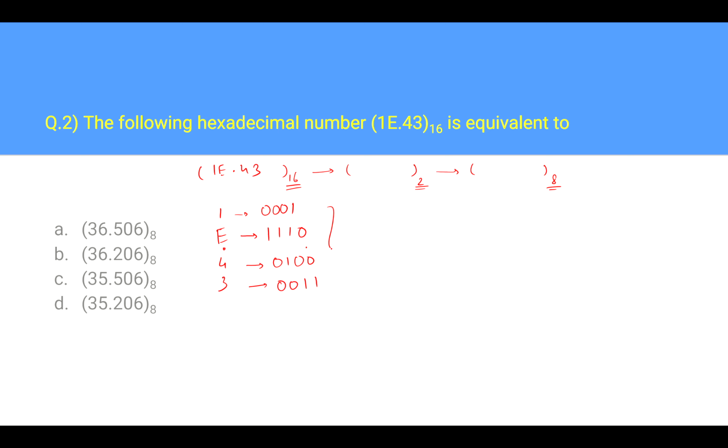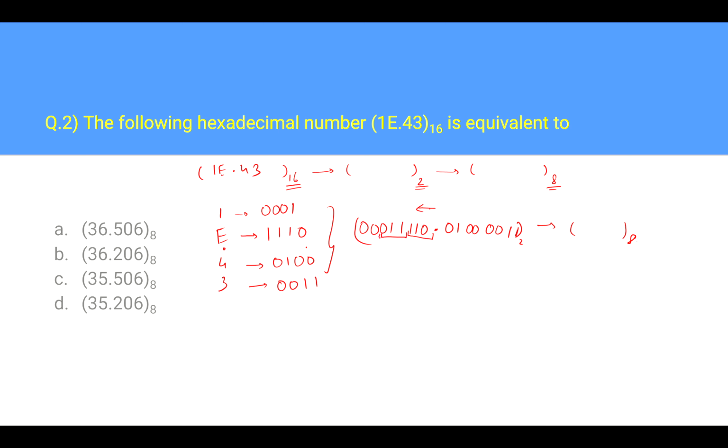So if you write this down in binary, this will be 0001 1110, your decimal point, 0100 and 0011. Now half the part is done. Now we need to get this binary number to a requisite octal number. To convert this to octal number, we need to group this quantity in groups of 3, starting with this decimal point. So from the decimal point, if we are going towards left, we'll start the grouping in this fashion.